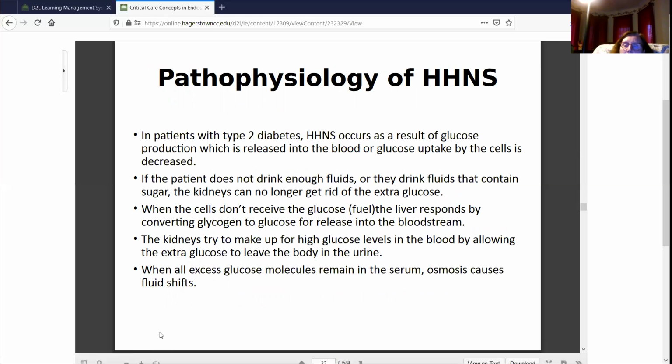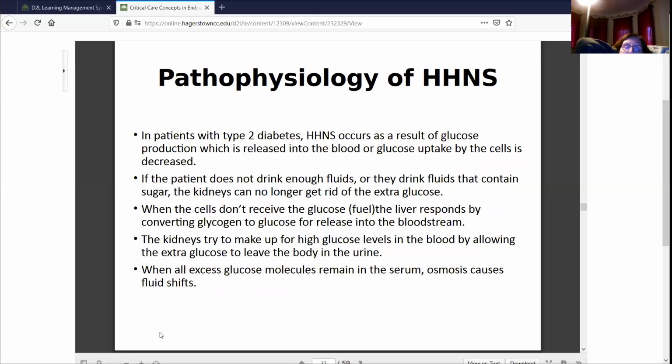In patients with type 2 diabetes, it occurs as a result of increased glucose production, which is released into the blood, or glucose uptake by the cells that is decreased. If the patient does not drink enough fluids, or they drink fluids that contain sugar, the kidneys can no longer get rid of the extra glucose. When the cells don't receive the glucose, the fuel, the liver responds by converting glycogen to glucose for release into the bloodstream. Okay. The kidneys try to make up for high glucose levels in the blood by allowing the extra glucose to leave the body in urine.